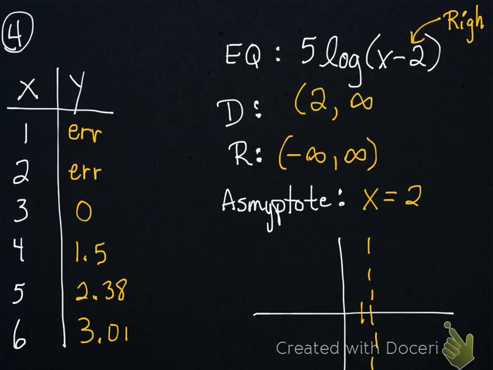So what would the curve look like? Well, at 3, it's at 0. At 4, it's at 1.5. At 5, it's a little above 2. And at 6, it's about 3. So it's coming up and going out to the right.